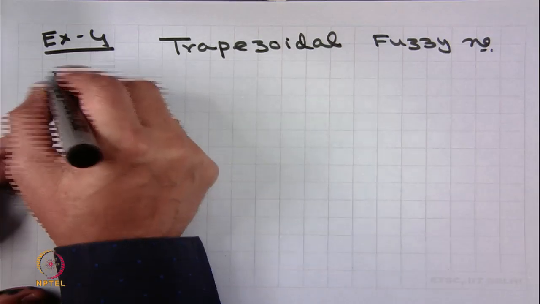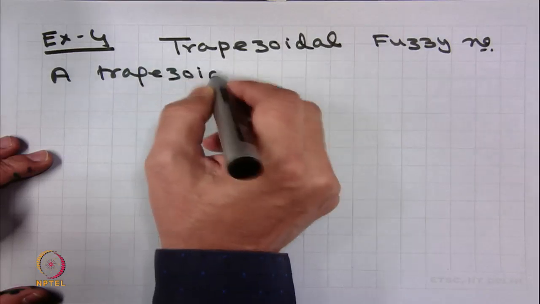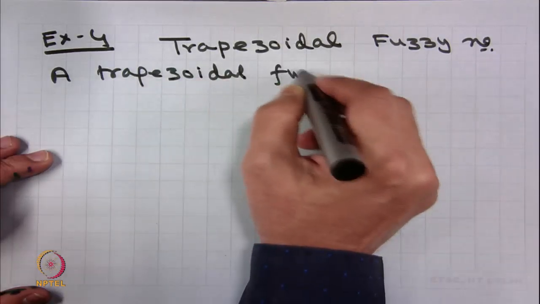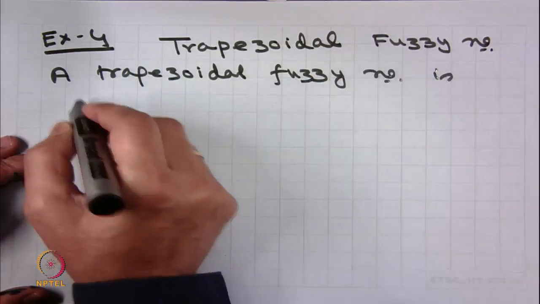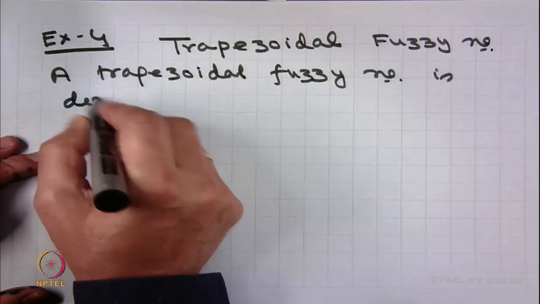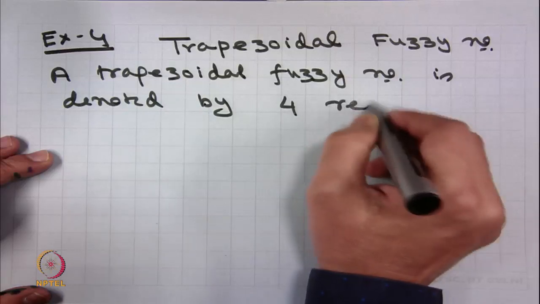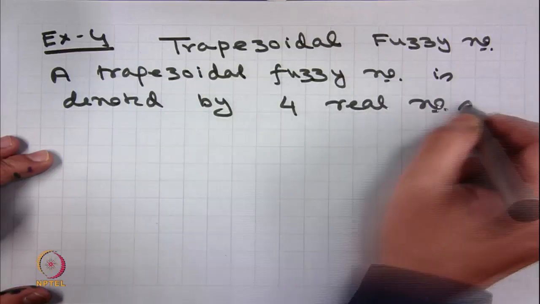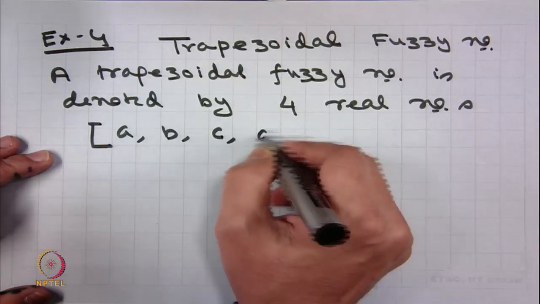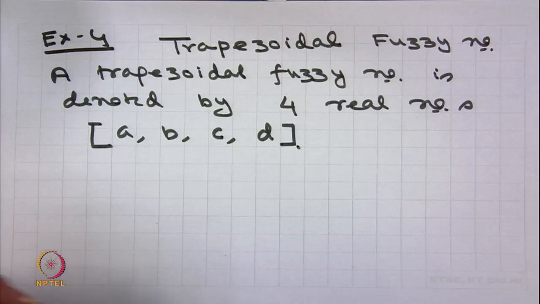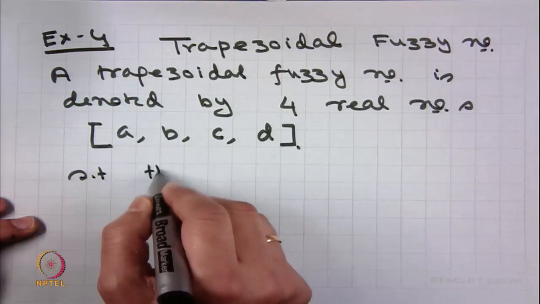A trapezoidal fuzzy number is denoted by 4 real numbers, say a, b, c, d, such that the following holds.